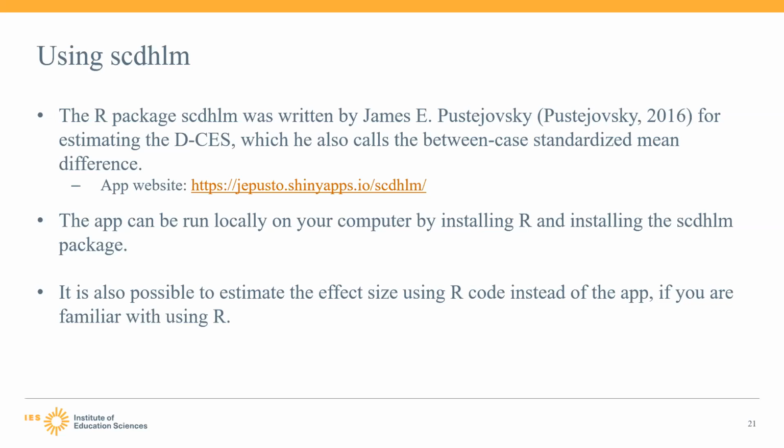James hosts the app on the Shiny Apps website. It's also possible to run the app on your computer locally without connecting to the internet. This can be useful if the app is down for some reason, or if you want to estimate the effect size with sensitive data that you cannot upload to the internet. Finally, if you're comfortable writing your own R code, you can accomplish everything the app can do and a little bit more by using the command line interface and writing your own code. At this time, I'm going to take control of the webinar and show you my screen.